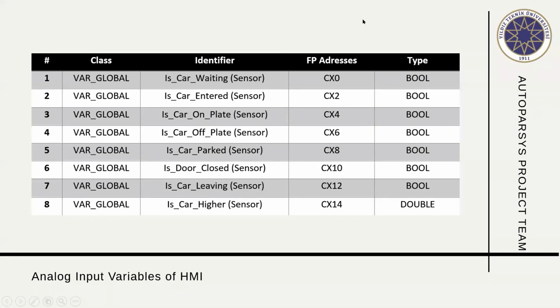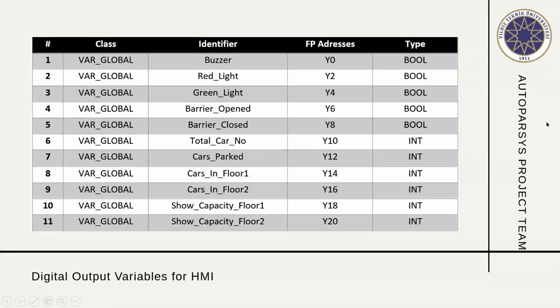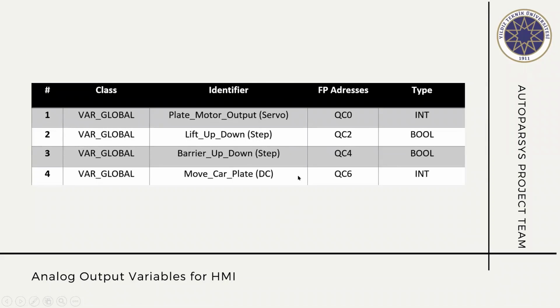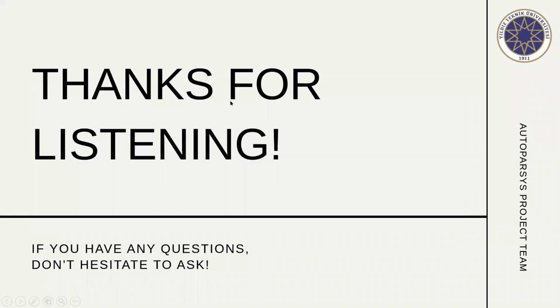And these are analog input variables for the HMI. Most of them, or all of them, are sensors. And these are the digital output variables for the HMI. The first three are for the physical components and the others for the HMI indicators. And these are the motors we will use, which are also analog output variables for our HMI. Thanks for listening. If you have any questions, please don't hesitate to ask.